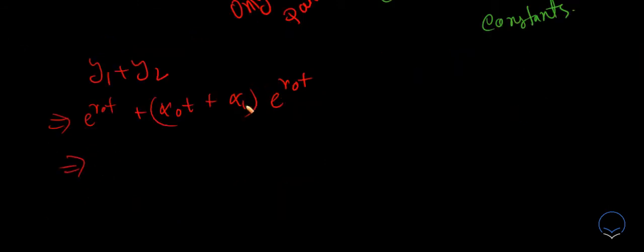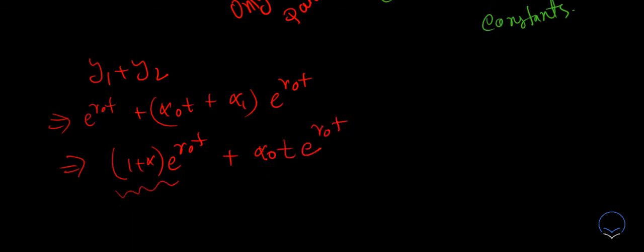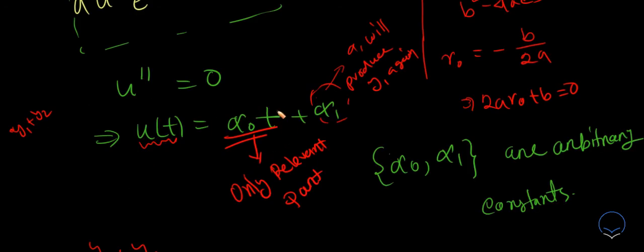So you can see that up to a constant, if you take this whole thing out, that is you multiply and simplify, this is just 1 plus alpha 1 times e to the power r0t plus alpha 0 t e to the power r0t. This is similar to a c1 y1 again, and this is similar to a c2 y2. So this alpha 1 is just reproducing y1. That's the justification. So the only relevant part we need is alpha 0 t.